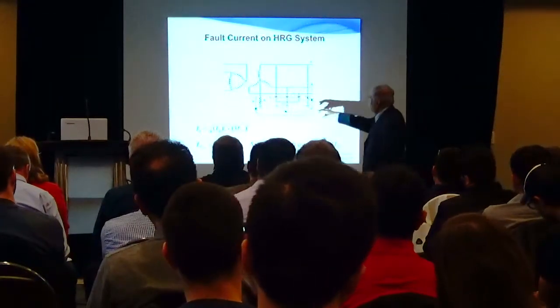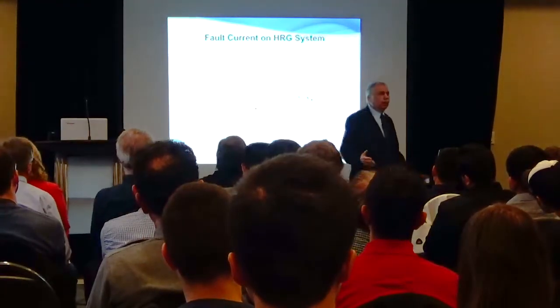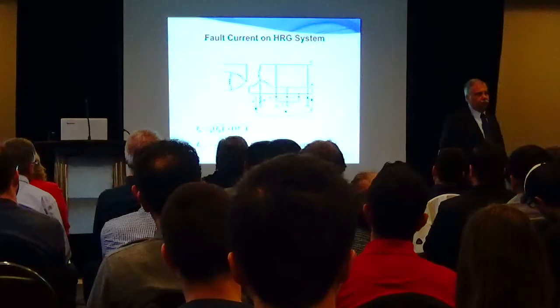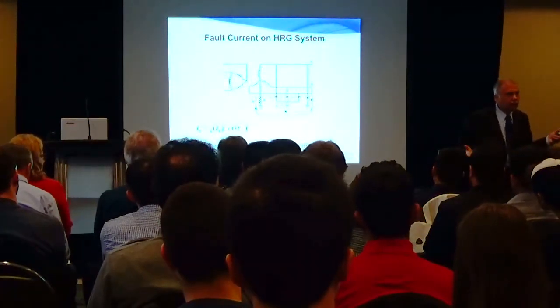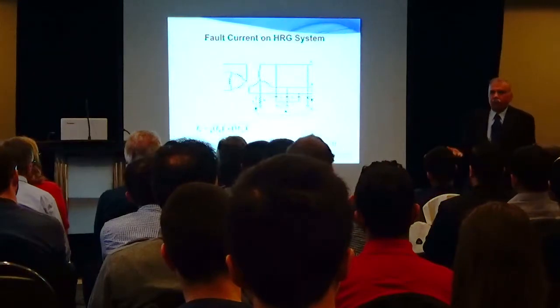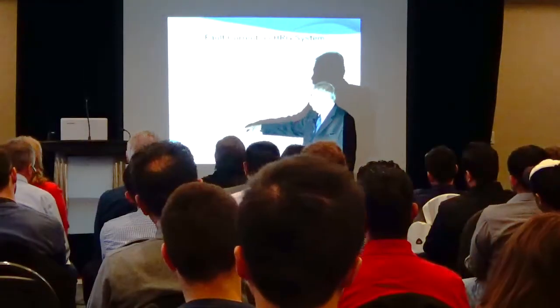And that will add to this resistive current. Now this resistive current is in-phase current. Capacitive current is leading current, leading by 90 degrees. So they are 90 degrees to each other. So when they vectorially add, the fault current will be the square root of IR squared plus 3 ICO squared.